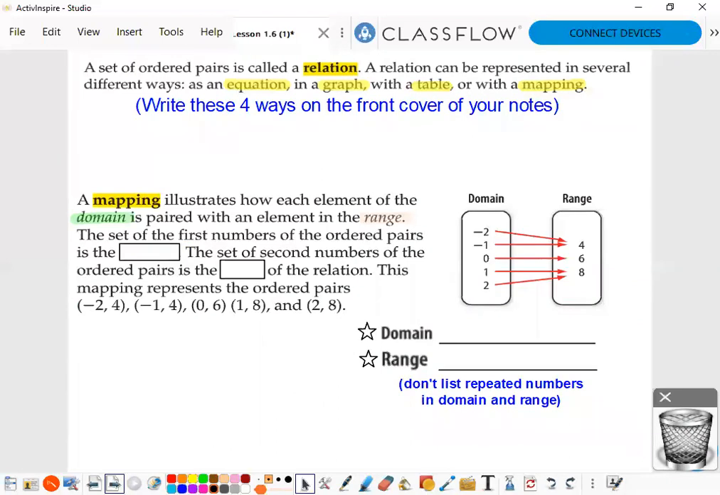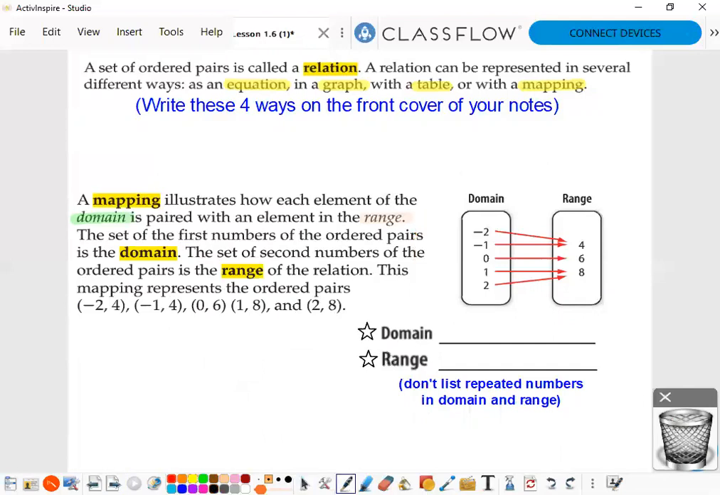A mapping illustrates how each element of the domain is paired with an element in the range. So we are looking at a mapping right there. The set of first numbers of the ordered pairs is the domain, and the set of second numbers of the ordered pairs is the range of the relation. This mapping represents the ordered pairs, and then they're listed there for you.